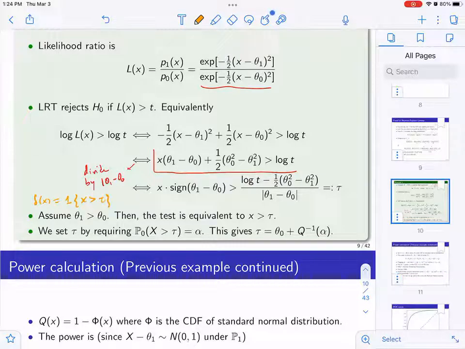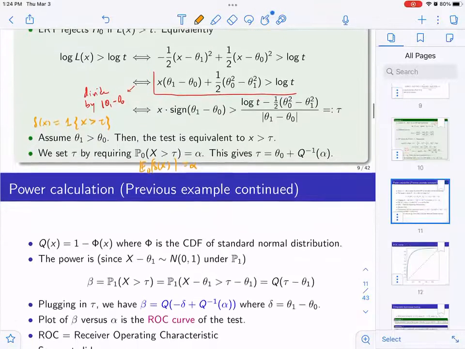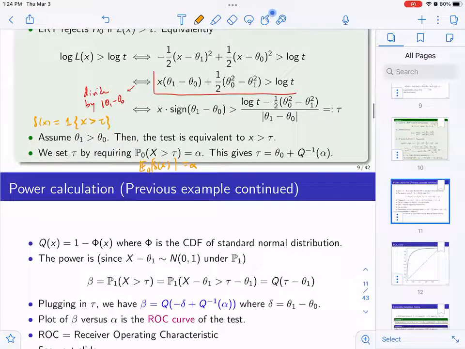And in order to set tau, I just have to require the significance level constraint. So under the null, the probability that this is equal to alpha gives me an equation that I can solve for tau. Okay. So this is basically the expectation under the null of delta of x being equal to alpha. And it's rather simple to see.